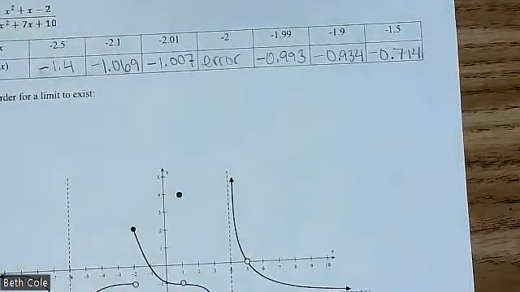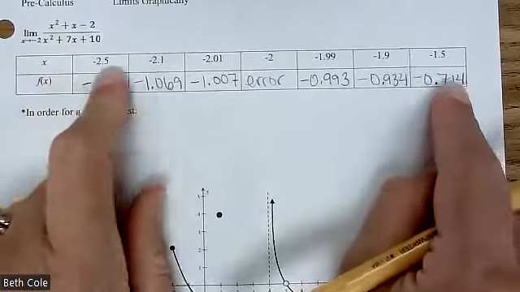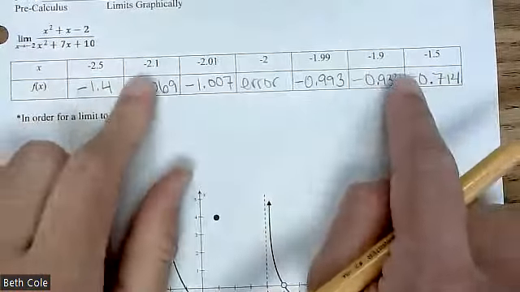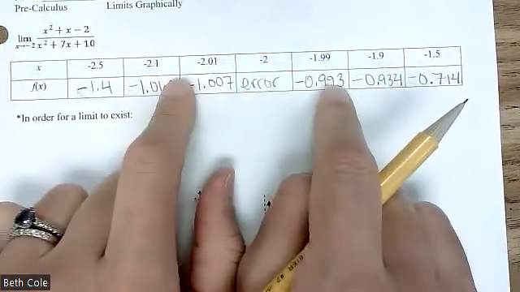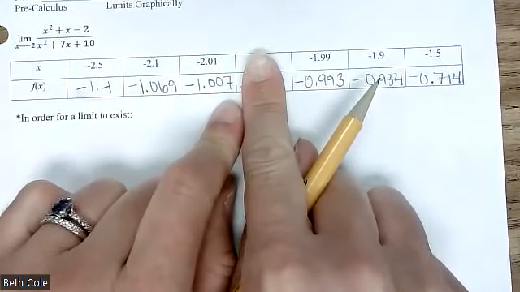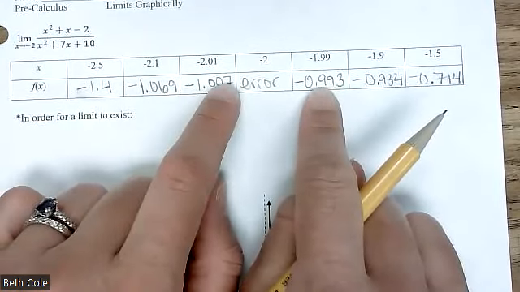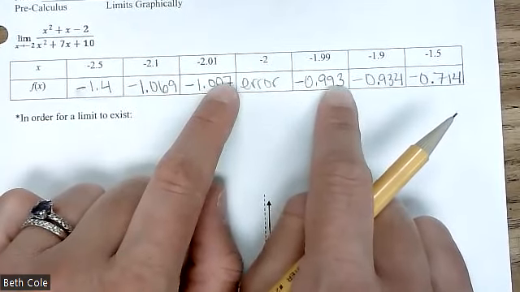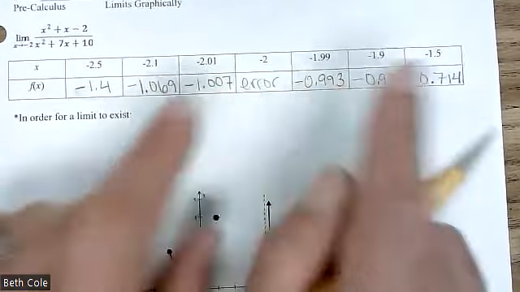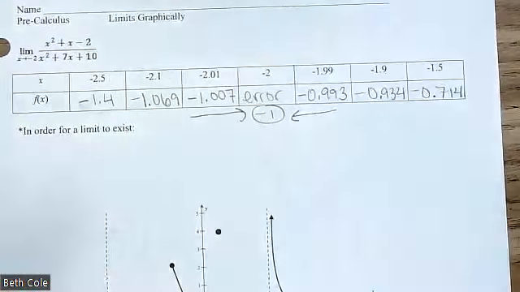Here's the whole point, and this is what I need for you guys to get. As we zoom in on both sides, what are these numbers getting closer and closer and closer to? Well, no, there's an error, but what are these numbers getting closer to? -1.007 and -0.993. They're getting closer and closer to -1. That is what we are zooming in on from both sides.